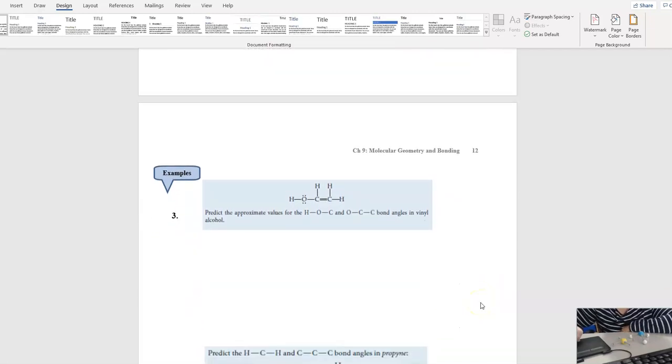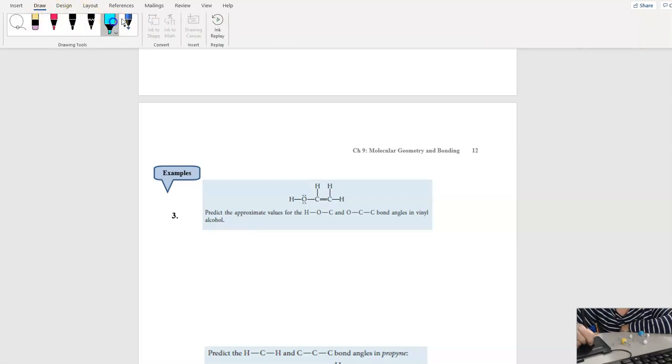Let's practice a couple. Predict the approximate values between the H, O, and C and the OCC. Okay, so I'm going to highlight what they're asking you to do. Right here, they want the bond angle between those, so let's do that one first. And I like to sometimes draw its true shape. If this guy right there is the central atom, because they want between the H, the O, and the C, that oxygen's ganging up on those bonds. So it really looks like this.